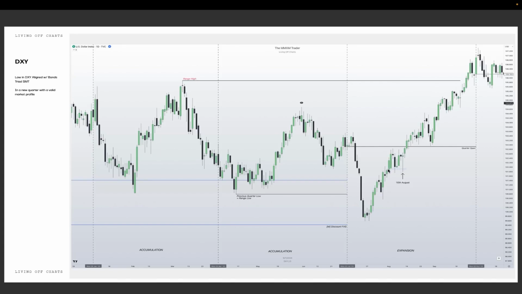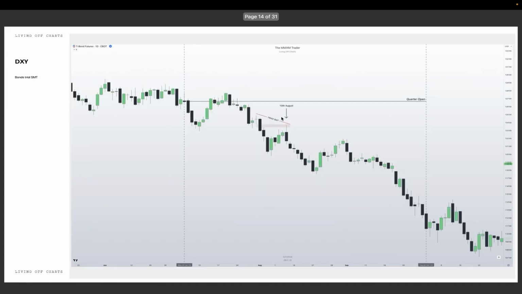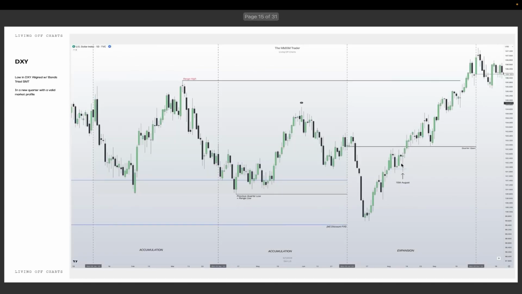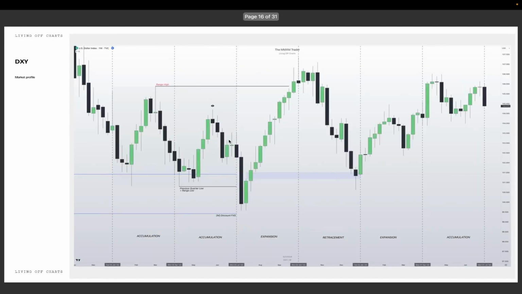So right here, price trades into a fair value gap here at 10th August. You can see the low is made where this high right here is made on the bonds triad SMT, and then price hits the fair value gap here and just continues trading higher until we take out the lower time frame range here on the daily. That was right here. This expansion here was that daily.